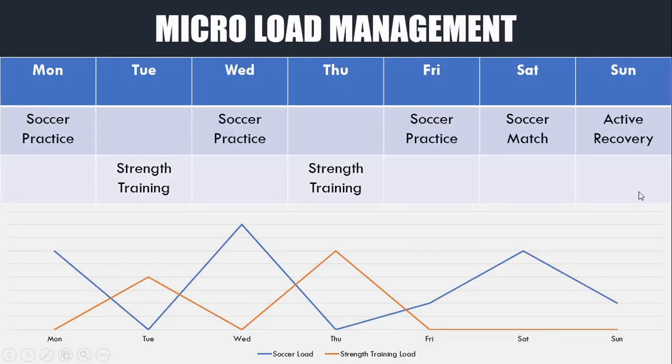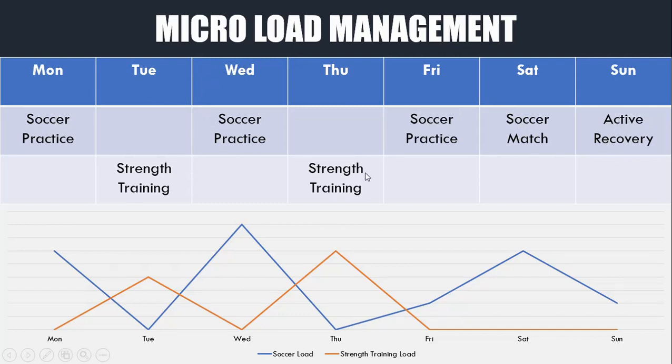We're now going to have a look at how we can manage our training load through the microcycle. So I have an example here of a training microcycle for a soccer player or a soccer team. The first thing to note is up here we have the days of the week, Monday through to Sunday. And I've put in here both our soccer practice and soccer matches, as well as strength and conditioning training. So a typical week may look something like this: soccer practice on Monday, Wednesday, and Friday, with a match on Saturday, and then an active recovery session on Sunday.